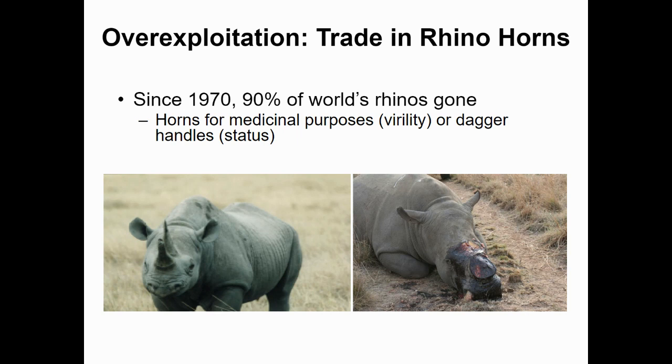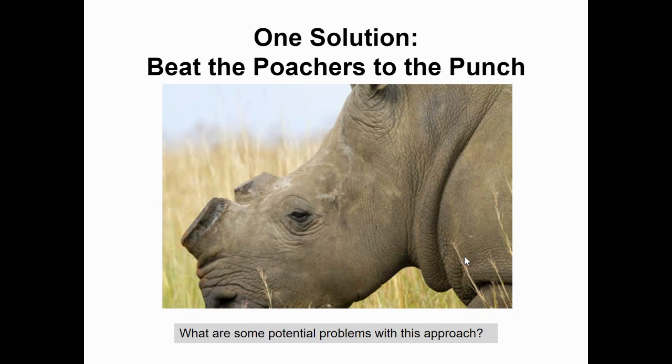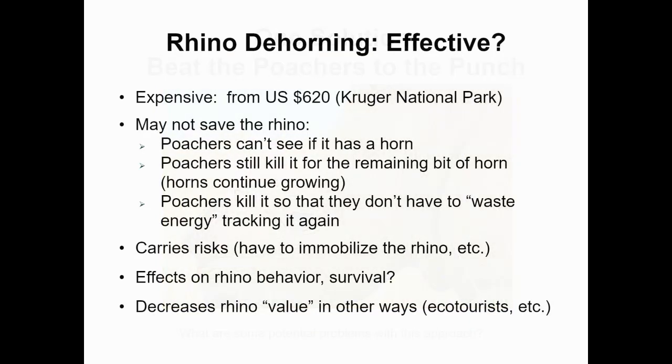And as you can see, people come and savagely cut the horns off the rhinos and leave the rhinos dead or dying. So one solution that has been tried in different parks is to file down the rhino horn to prevent poachers from getting it. There are some problems that come with this, though.